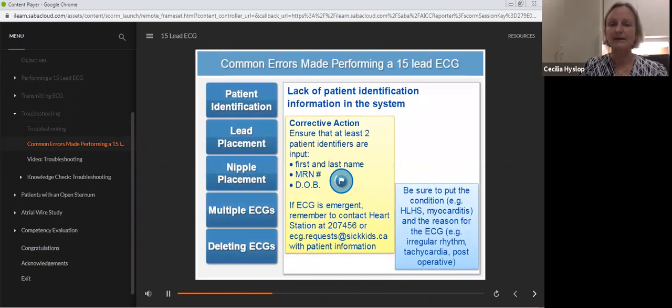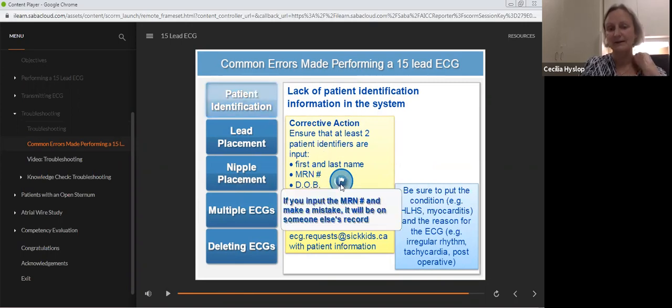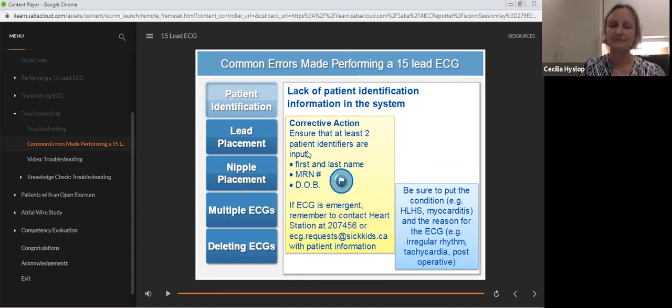And then common made errors we've talked about quite a bit, which is patient identification. So we need to make sure that we have this information on. Otherwise, it may not actually get to the patient's chart.